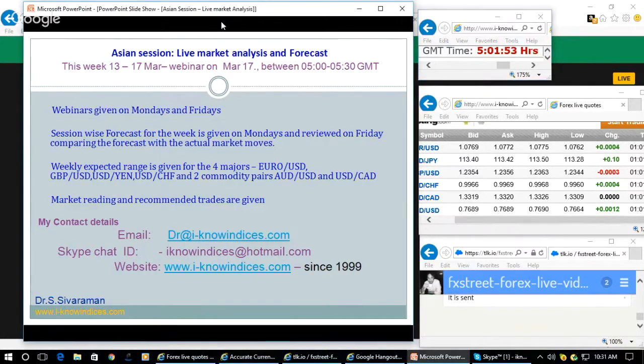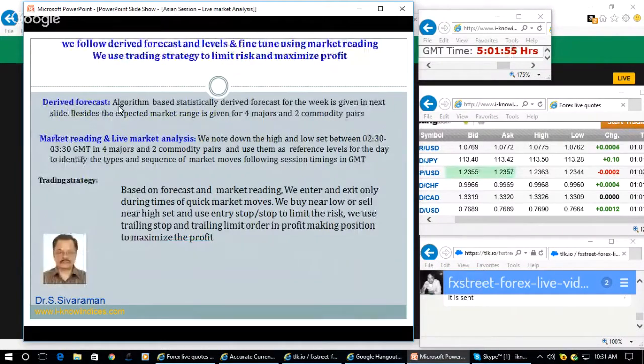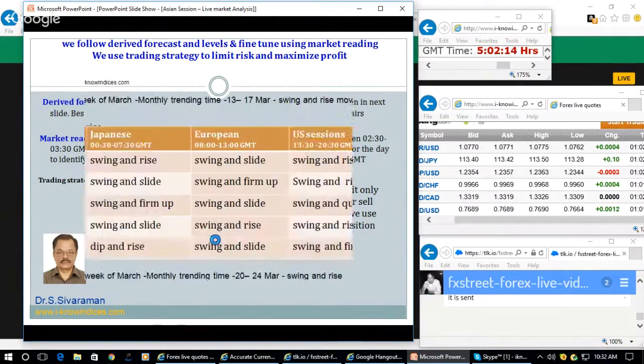First we will review the derived forecast, and later I will do the market reading for today to find out what the possible moves could be based on the forecast, and whether it is going to be in line with the forecast or deviate. Then I will give the trade calls, which we can try on a demo trading platform.